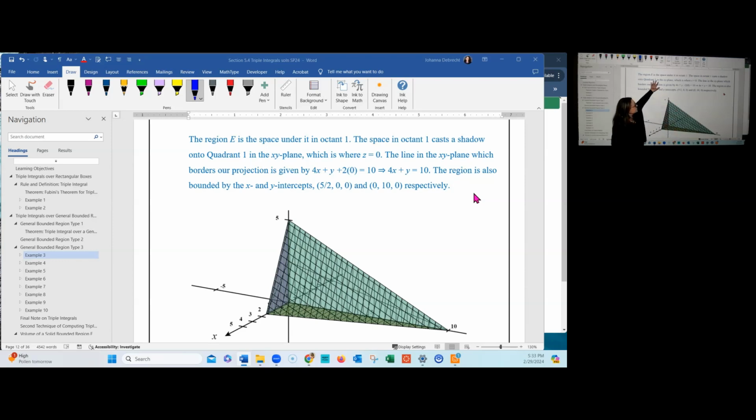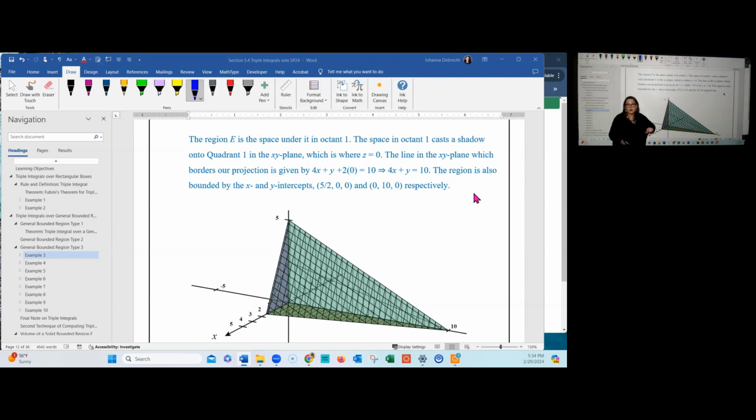So it's going to cast a shadow, and in the XY plane, Z is 0. So if we replace Z in the equation with 0, we get a line 4x plus y equals 10. So the plane comes down and cuts through the XY plane at the line 4x plus y equals 10, restricted to quadrant 1, so we can stay in octant 1.